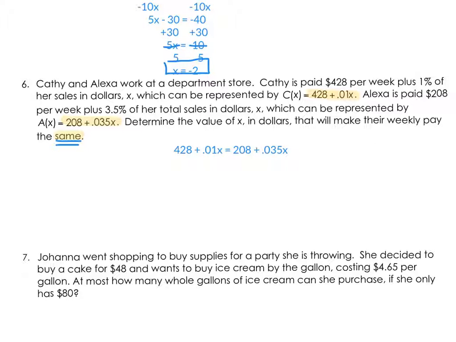So when I set them equal to each other, I then just need to go through and take the smaller x and move it over. So 0.01 is smaller, so I'm going to subtract 0.01 from both sides. And that's the x, so that it all moves to one side. Then I get this 428 equals 209 plus 0.025x.